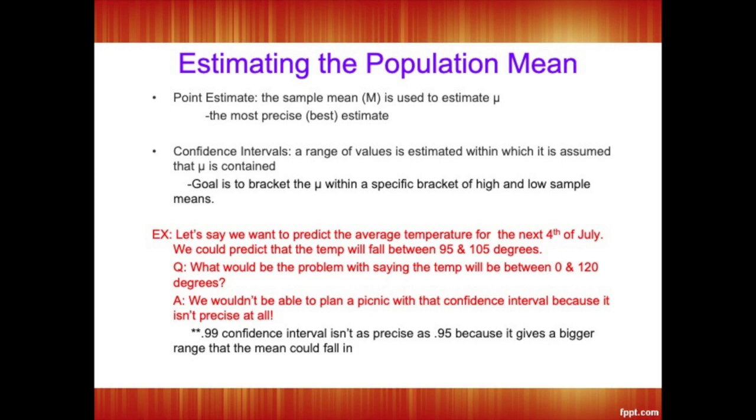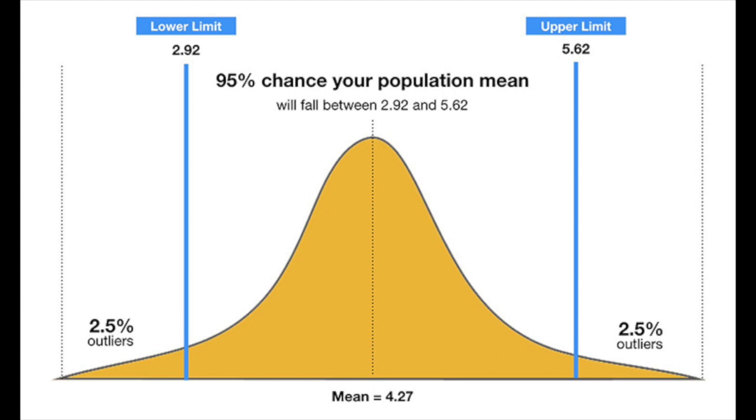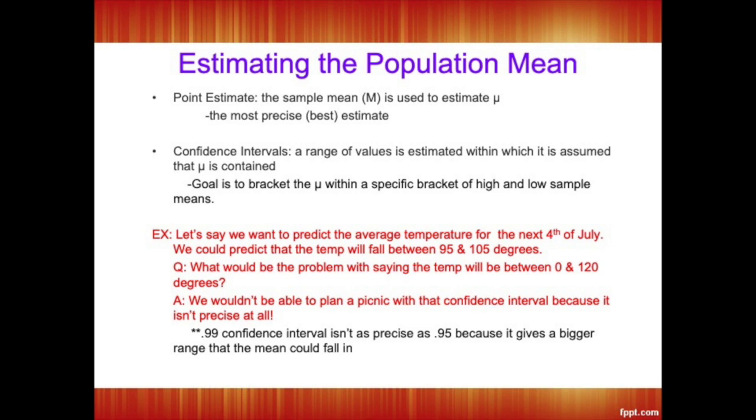The second option for estimating the population mean is called confidence intervals. With confidence intervals, a range of values is estimated within which it is assumed that the population mean, or mu, is contained. So the goal is to bracket the population mean within a specific bracket of high and low sample means. Coming up here, I'm going to give you a formula and we'll do a worksheet tutorial on confidence intervals. But that formula is going to have you calculate two numbers, a higher number, which is going to represent the upper limit of your bracket or range. And then it's also going to have you calculate a lower number, which is going to represent the lower limit of your range or your bracket.